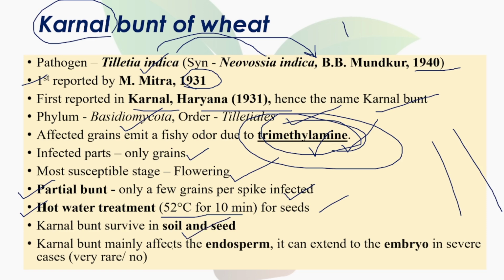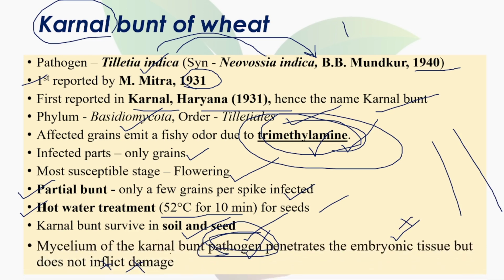Karnal bunt mainly infects the endosperm. A couple of days before, we had a discussion with one of our members on whether Karnal bunt infects only the endosperm or the embryo also. In 99% of the cases, it infects only the endosperm. It never extends to the embryo. In very severe cases it may extend to the embryo, but it causes no infection, or in very rare cases it causes infection to the embryo. But remember, it causes infection only to the endosperm, and in most cases no embryo infection is involved.